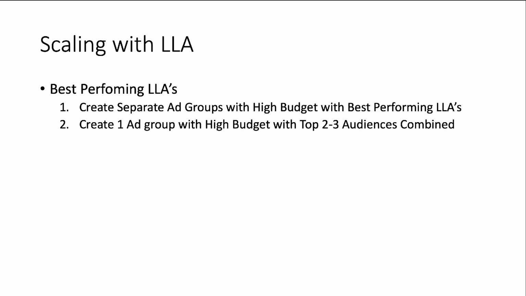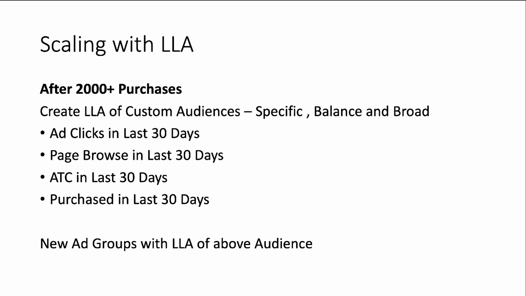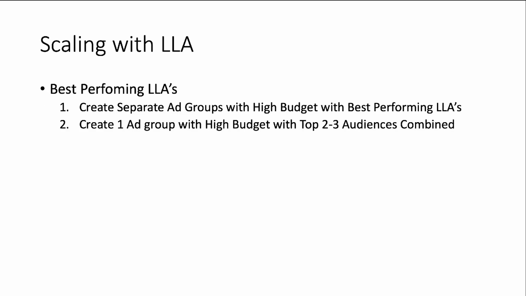Let's say you found out top three audiences that work best for you. Now you create separate ad groups with a very high budget with these three best performing lookalikes. So let's say your specific audience for add to cart, purchases and page browsers in the last 30 days are working best. So you create three different ad groups of these three and give them a high budget and run them. Second option is, you create only one ad group with all these three audiences in the same ad group and give it a high budget.